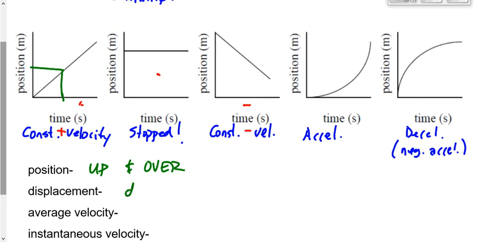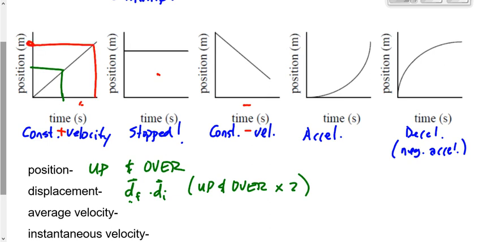Yeah. It's not final displacement, it's final position minus initial position. In other words, it's up and over times 2. Up and over, and then you have to subtract the 2, right? Does that make sense? To find the final position, let's say on the first graph here, here's my final position, there's my initial position, and then you have to subtract the 2 of them.